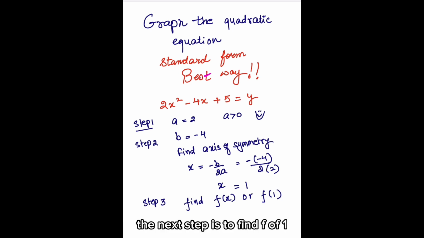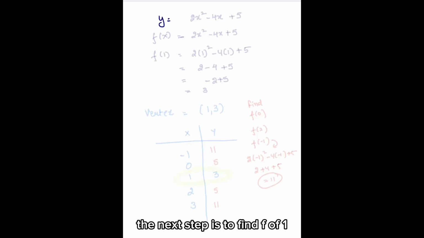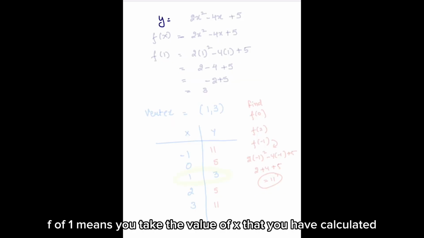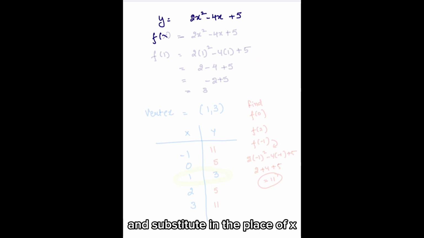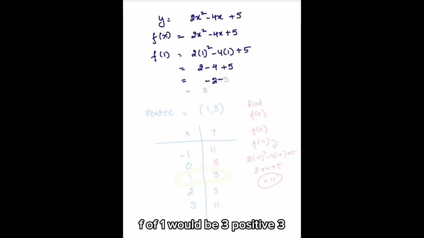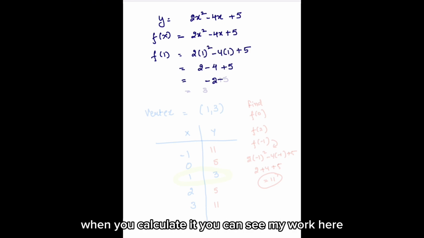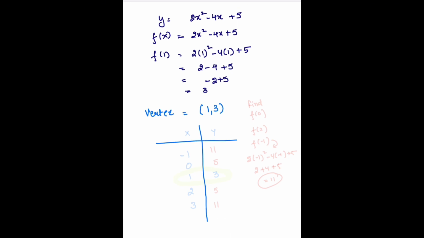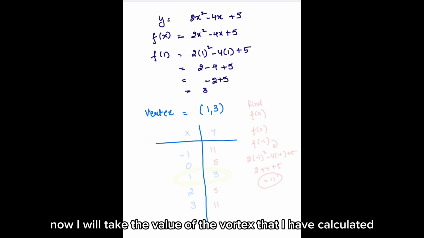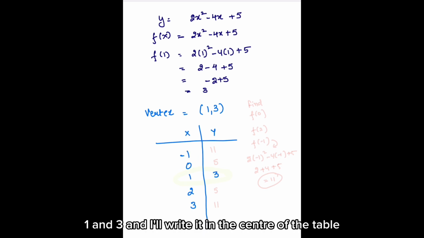The next step is to find f of 1. f of 1 means you take the value of x that you have calculated and substitute it in place of x in the equation. f of 1 would be positive 3. When you calculate it, you can see my work here. It would be 3. Now I will take the vertex that I have calculated, 1 and 3, and write it in the center of the table.